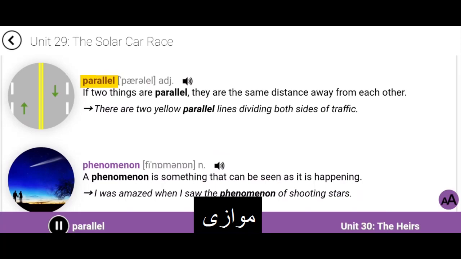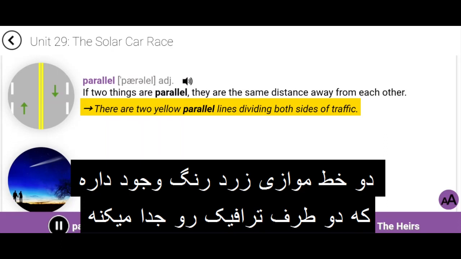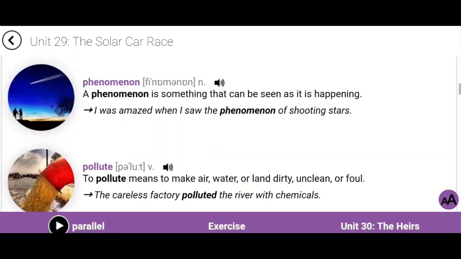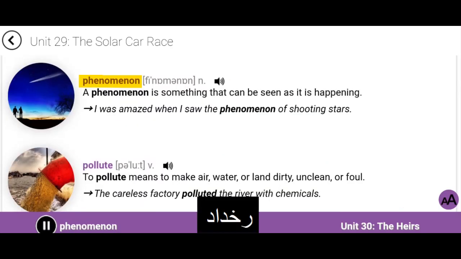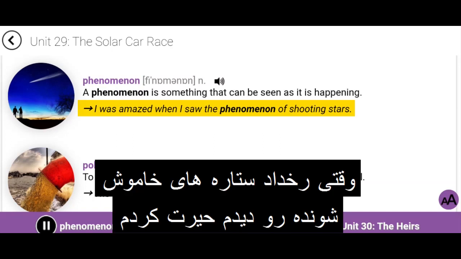Parallel. If two things are parallel, they are the same distance away from each other. There are two yellow parallel lines dividing both sides of traffic. Phenomenon. A phenomenon is something that can be seen as it is happening. I was amazed when I saw the phenomenon of shooting stars.